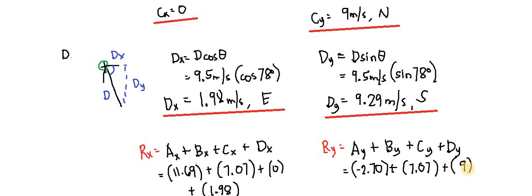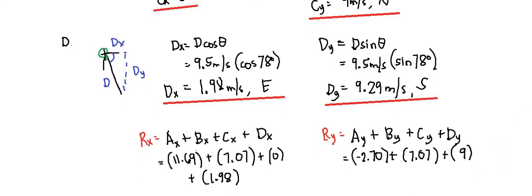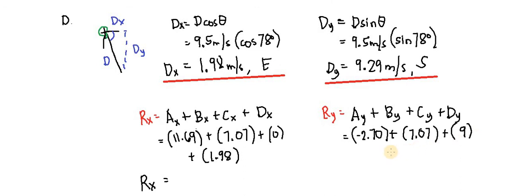For our letter D, we have here going south. So, that is negative. So, still addition, pero ilalagay natin negative. Plus, a negative 9.29. Okay? Solve natin sa calculator. This will give you your R sub Y.